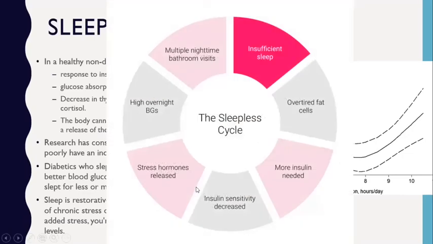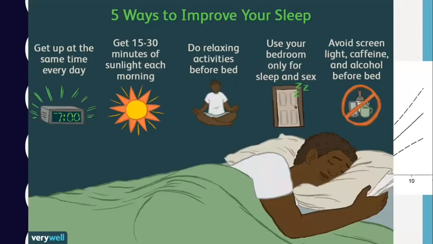And here's another part of this cycle for someone who is diabetic. Your insulin sensitivity is decreased, your stress hormones are released, you have high blood glucose, which leads to increased urination, so you're up going to the bathroom, then you have worse sleep all over again. So the best thing you can do, get more sleep. And here are just some tips to improve your sleep.